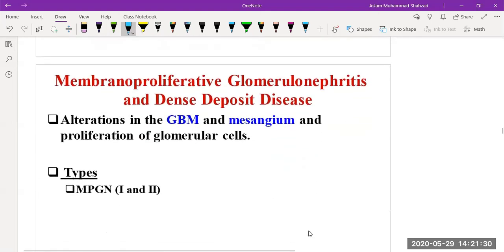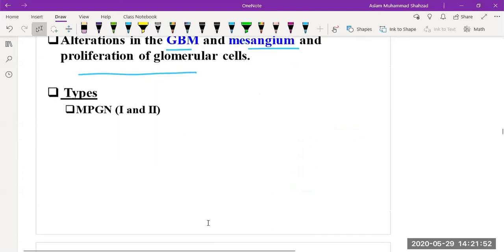Then we have membranoproliferative glomerulonephritis and dense deposit disease, which occur because of the alteration of the glomerular basement membrane and the mesangium and the proliferation of the glomerular cells. It has been classified into two types, MPGN 1 and MPGN 2.